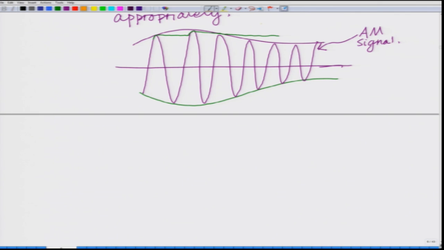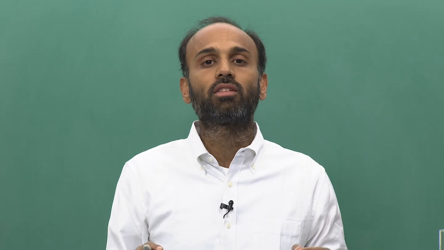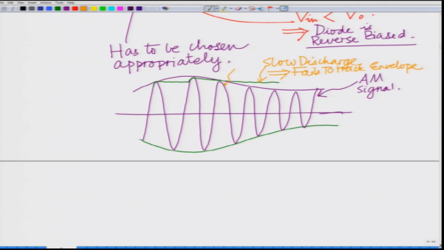So this is showing a very slow discharge, and this implies it fails to track the envelope. If the time constant tau, that is tau equals R_L C, is very large, the discharge is very slow. Remember, tau determines the rate of discharge. If the time constant is very small, it discharges faster. If the time constant is very large, the discharge is very slow, and the envelope detector fails to track the envelope of the carrier, as you can see over here.